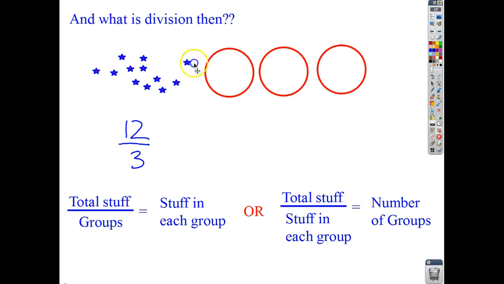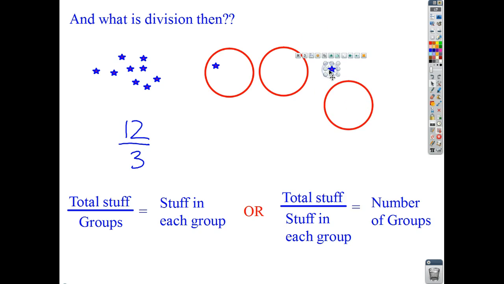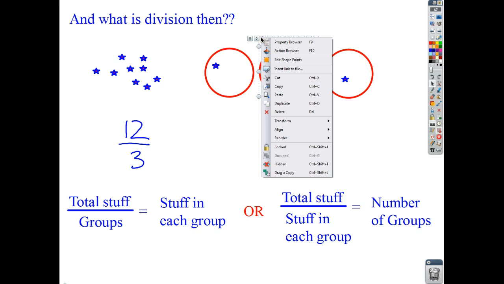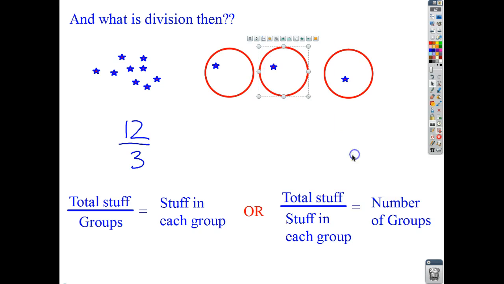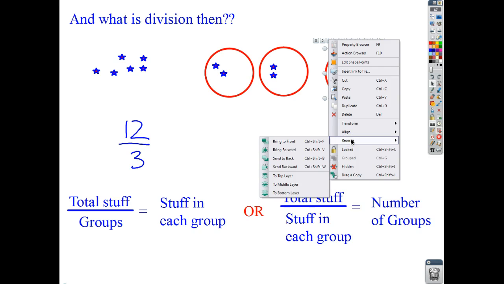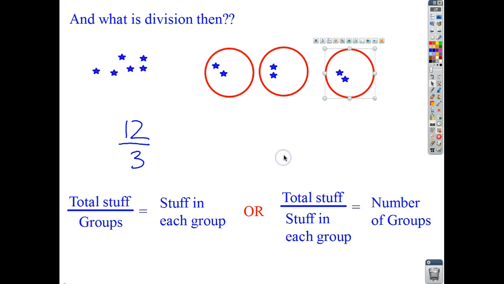group. Well, when you divide, you're sort of saying, okay, I'm going to put one of these things into each group. Whoops. It's behind it. It needs to come in front. There we go. Let me just reorder, send to back. There we go. All right, so I'm going to just start putting these things in one at a time.